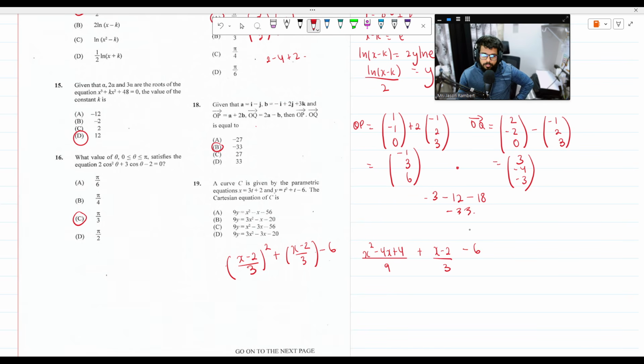Well, y is equal to all of this, right? Multiply everything by 9. x squared minus 4x plus 4 plus 3x minus 6 minus 54. Oh yeah. So we get x squared, with minus 56 in the end. Minus 4x plus 3x is minus x. The answer is E.